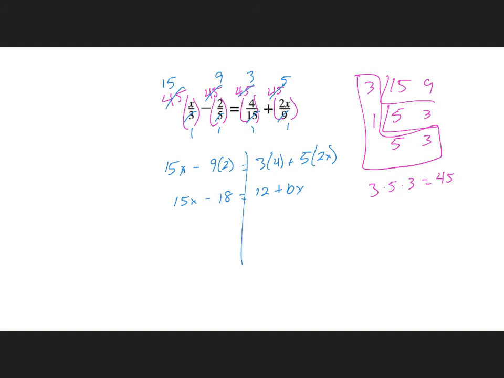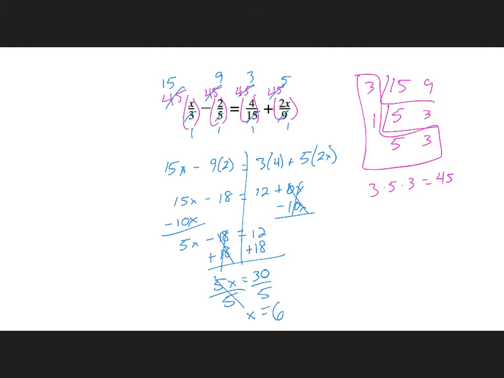All right, so now I want to get my zero pairs. So I'm going to minus 10x here to get that to zero out. So 5x minus 18 is equal to 12. Now to zero out minus 18, I add 18 to both sides. That's a 0. 5x is going to equal 30. Divide both sides by 5. And x is going to equal 6.